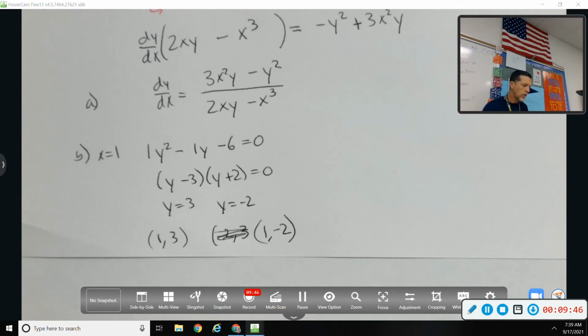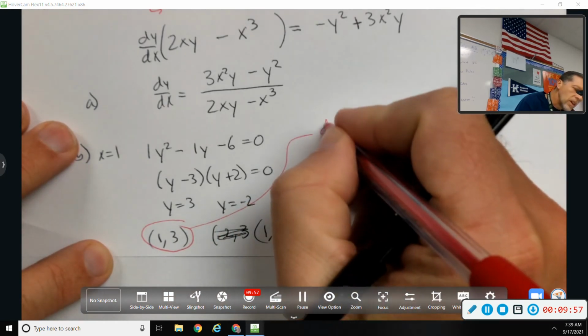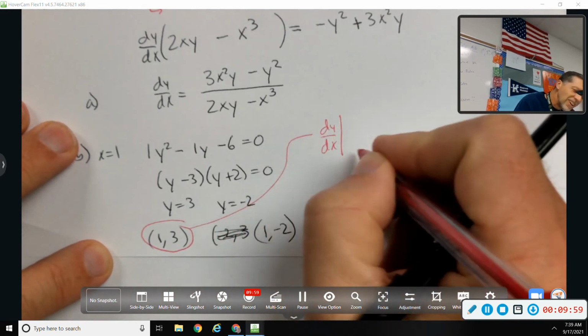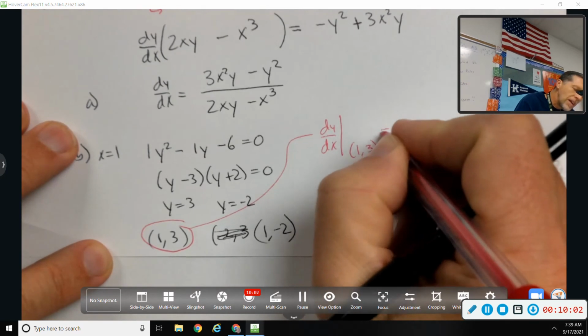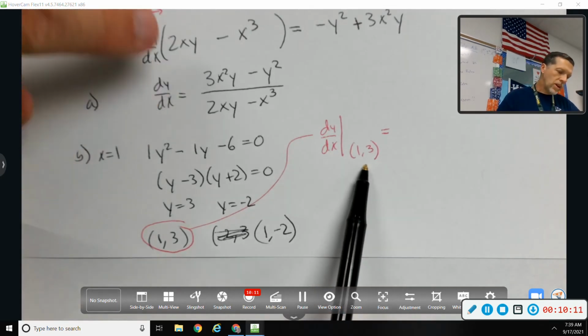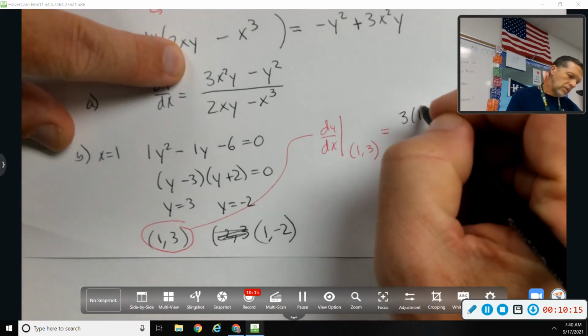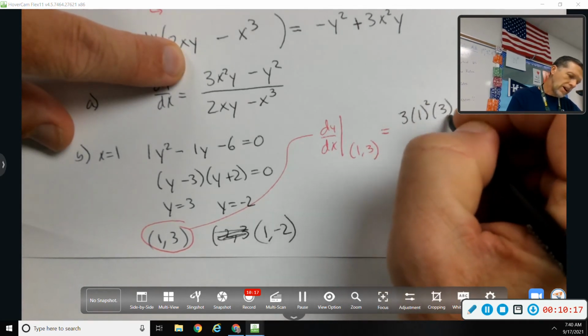Find all points on the curve whose x-coordinate is 1. Got that. Write an equation for the tangent line to the curve at each of these points. Oh, come on. Who made this worksheet? So I need dy dx at both of those points, and then I can write the equation of the line. I'm going to be lazy and only do one of them. So dy dx at 1, 3. I'll look at dy dx, plug in 1 for x and 3 for y.